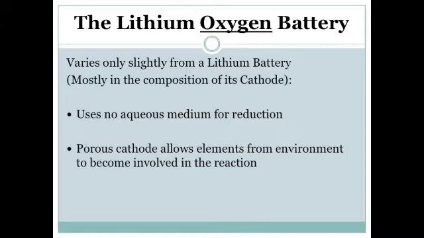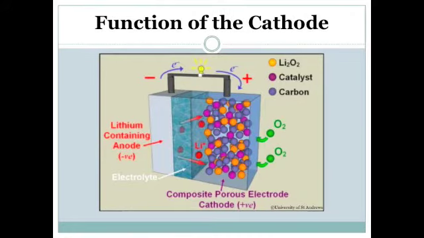The lithium-oxygen battery uses a lithium anode similar to a lithium-ion battery. However, it does not use an aqueous medium to catalyze reduction at its cathode. The cathode is instead comprised of a porous material which allows for environmental elements to become involved in the reaction. The cathode of a lithium-oxygen battery is made out of a porous carbon, a catalyst such as iron oxide, copper oxide, or cobalt oxide, and a fluoropolymer binder to enhance conductivity.